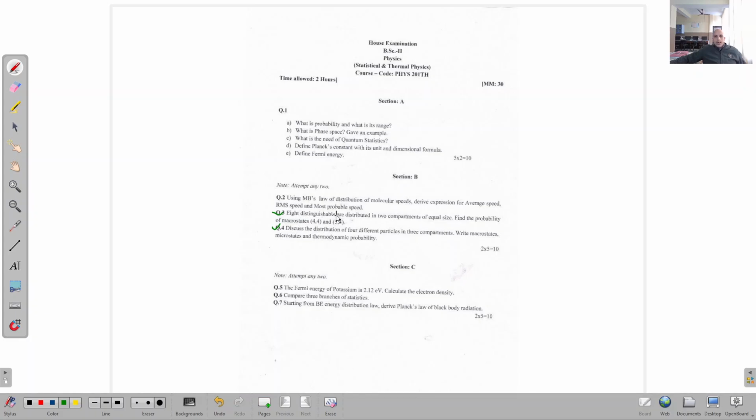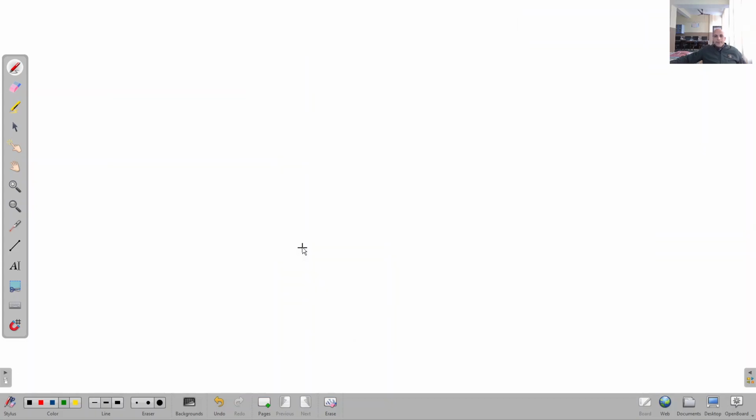8 distinguishable particles is basically not printed here, so it is understood that it is talking about the 8 distinguishable particles, right? So these are to be distributed in two compartments of equal size. Find the probability of macro state 4 4 and 5 3, right? They are asking us the probability of a macro state 4 4 and probability of a macro state 5 comma 3, right?